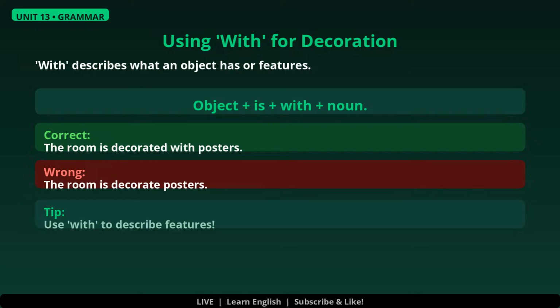Let's master this grammar rule. Using with for decoration. With describes what an object has or features. For example, the room is decorated with posters. A helpful tip. Use with to describe features.